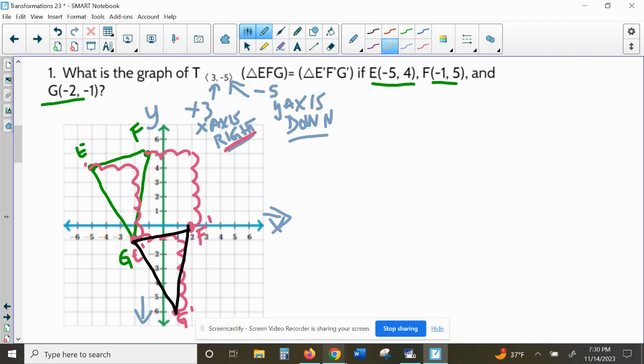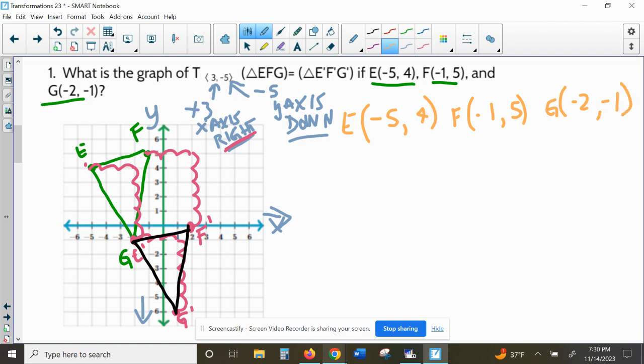Okay, the second way you can do this, you can do this right from the points. So let's take these points. This is excellent to check your work too. I would do it both ways. So I have E, F, and G. I'm writing this because I'm going to do some math on it. These are your notes, so you should make them awesome.